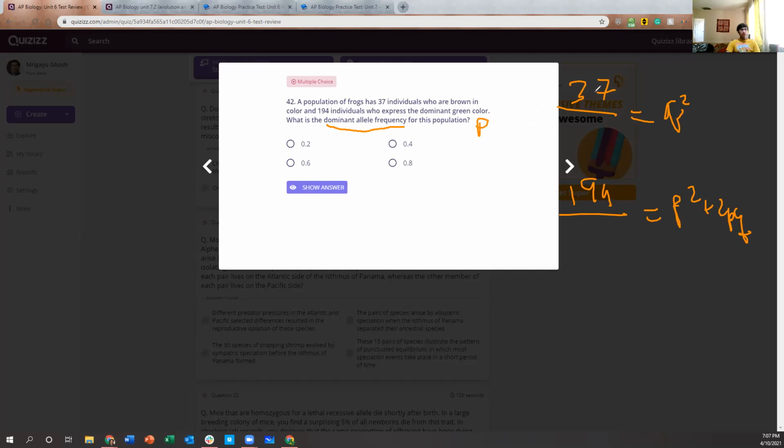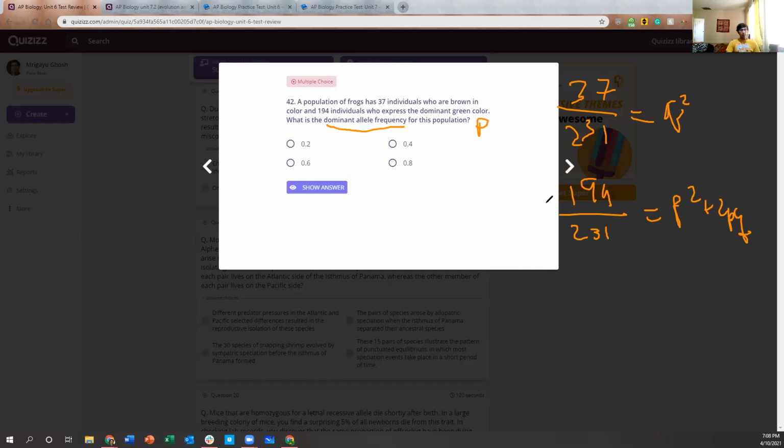To find the total, we add 37 and 194. I should be able to do this in my head. I'm not going to get out my calculator unless I absolutely need it. 7 plus 4 is 11. 3 plus 9 is 12, plus 1 is 13. So these two total 231. Just so I don't completely mess this problem up, I want to confirm with my calculator. 37 plus 194 is 231. Okay, so q squared is 37 over 231.